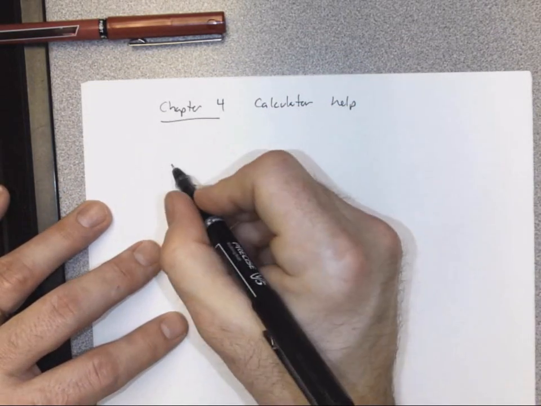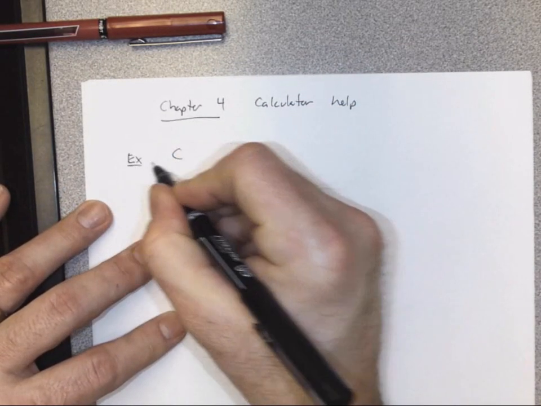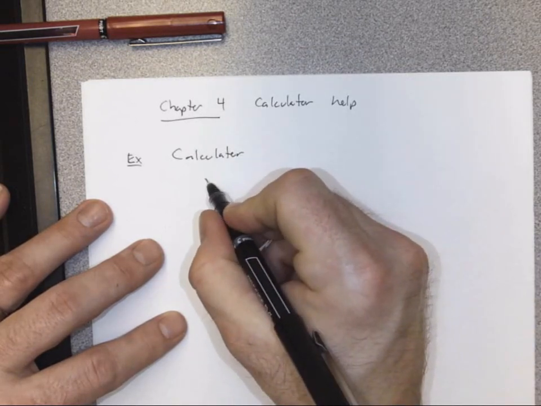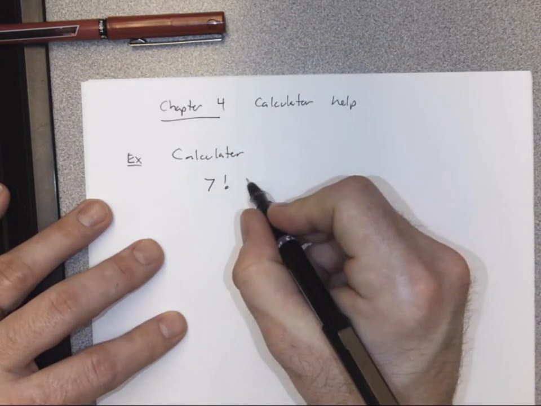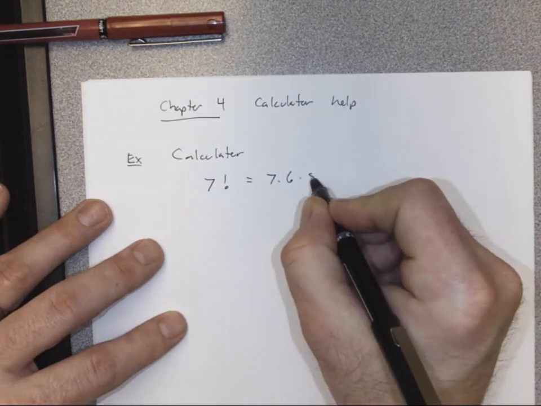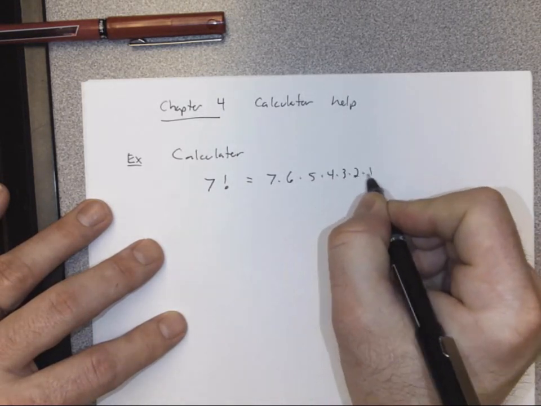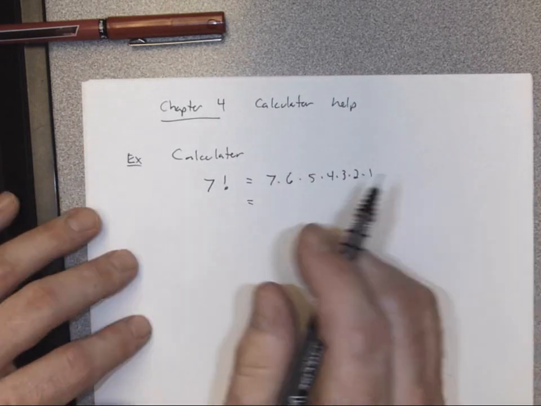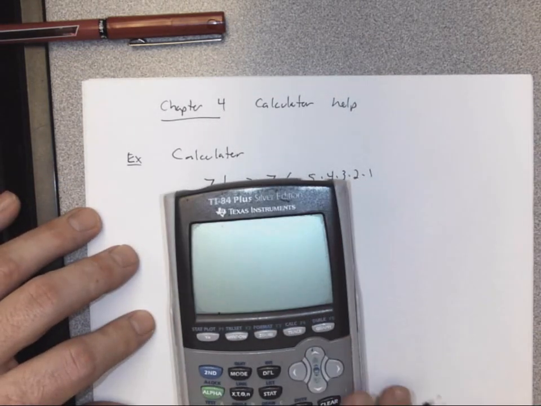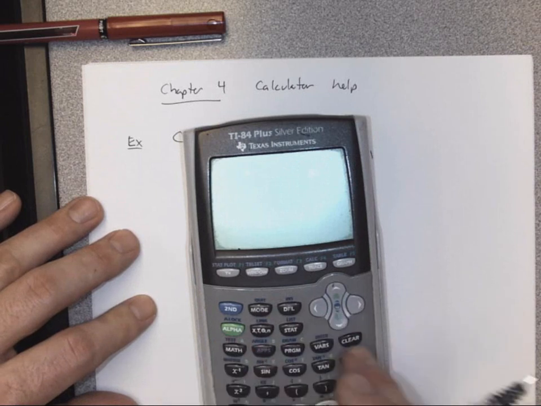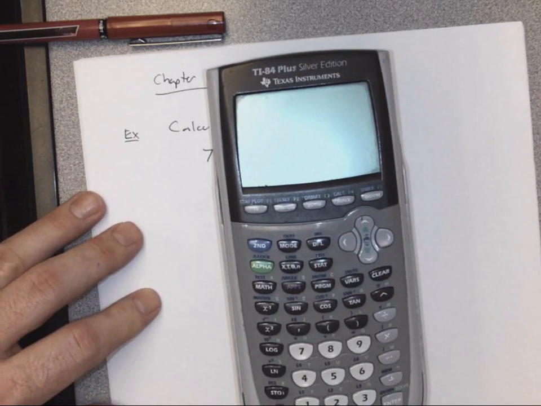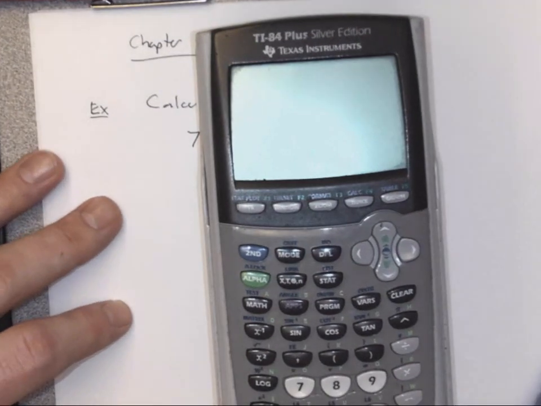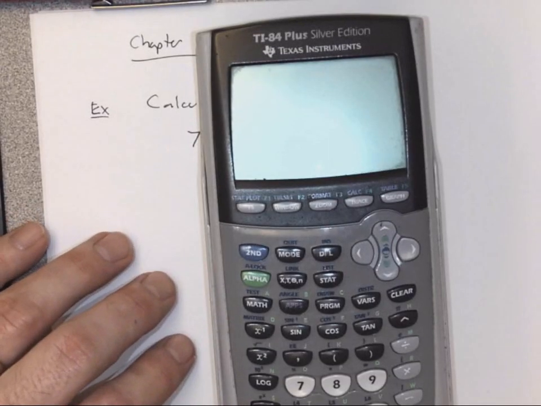So if I ask you to, say, an example, calculate 7 factorial. Now, you know you can do it by hand, 7 times 6 times 5 times 4 times 3 times 2 times 1, but we have a much faster way to do it, especially if I ask you, like, what is 89 factorial? So the factorial button is under the math button, which is actually where we're going to find most of what you're going to see in the chapter.